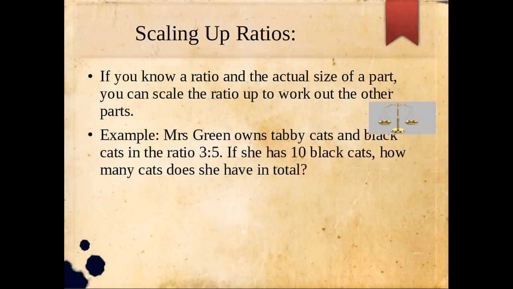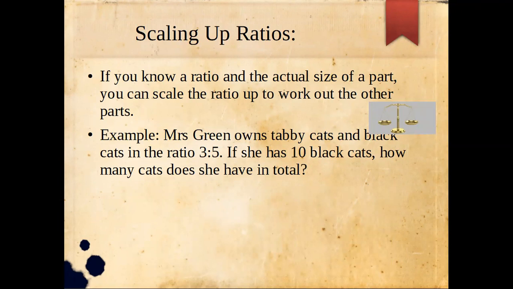So, Mrs. Green owns tabby cats and black cats in the ratio 3:5. So this ratio has been simplified for what she actually has. So what we have to do is basically scale up the ratio so then we can work out how many cats she has in total. If she has 10 black cats, how many cats does she have in total?